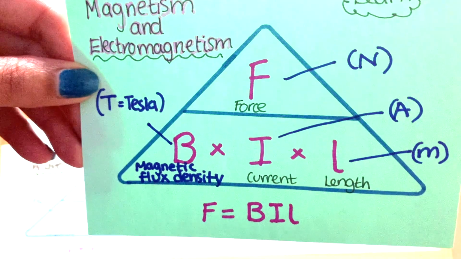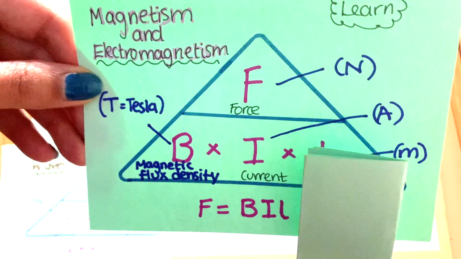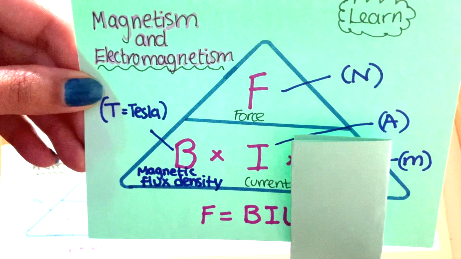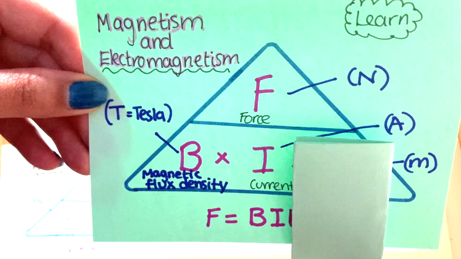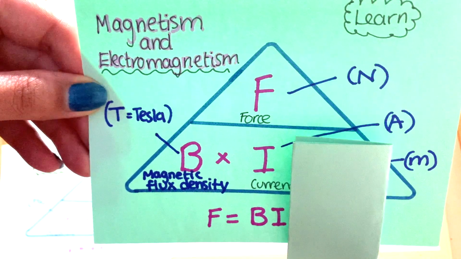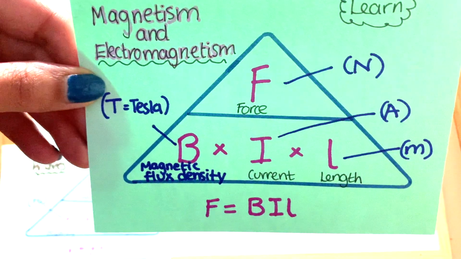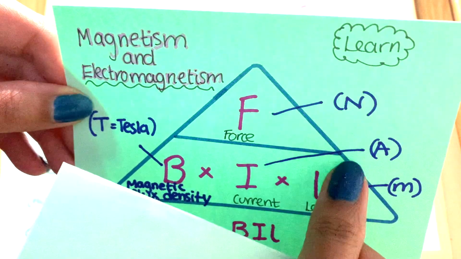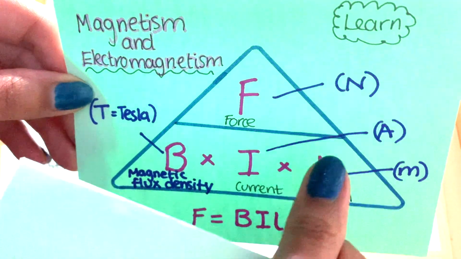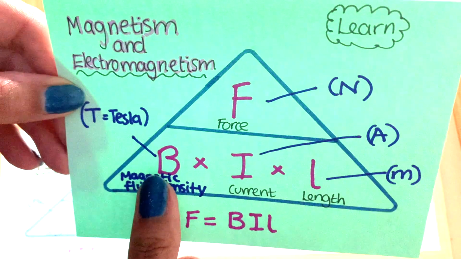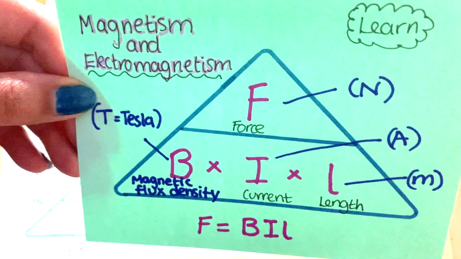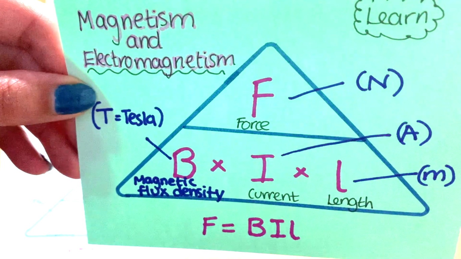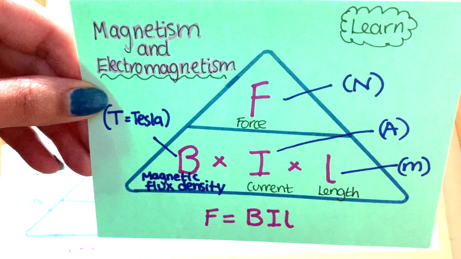And if I wanted to work out the length, I would cover up the L and put L equals F divided by B times I. So the line here going across indicates divided by, and where you have things on the same level here, that means multiplied. Hope this helps, but make sure you learn your equations.